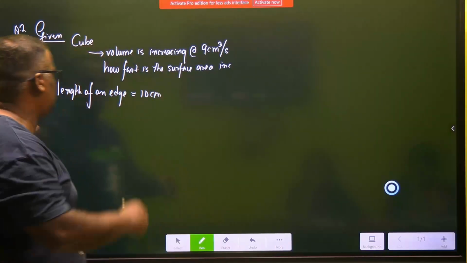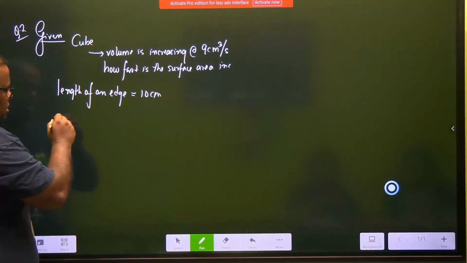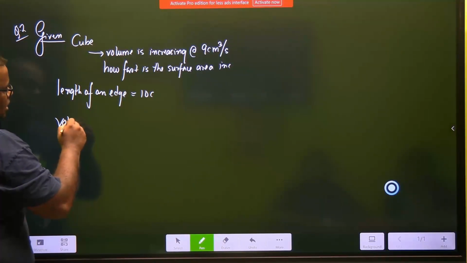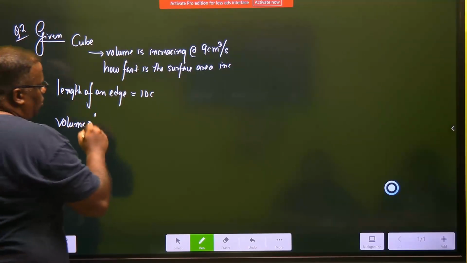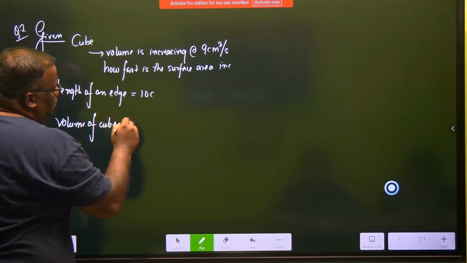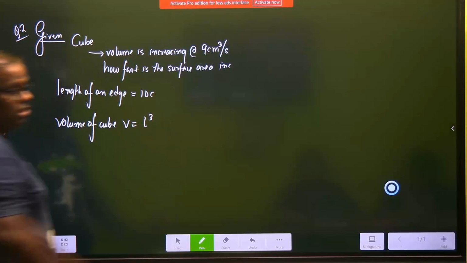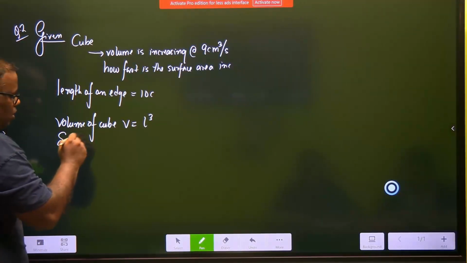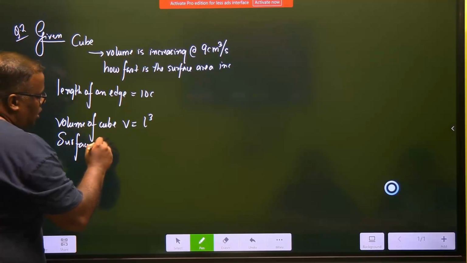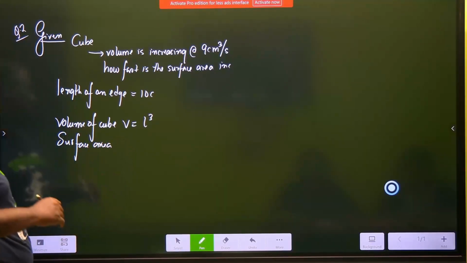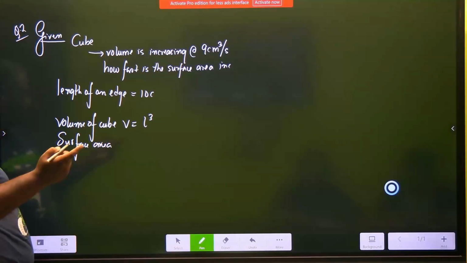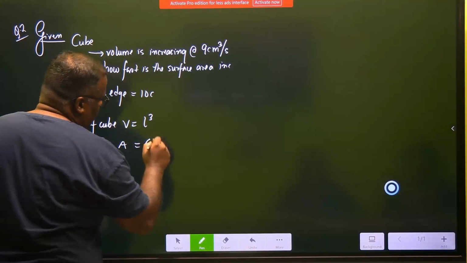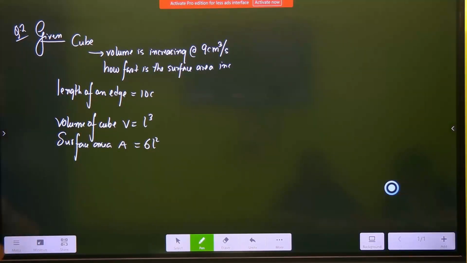Now we have to model this question. So I'm modeling it like this. The volume of the cube is V, which is equal to the length cubed, L cube. What about the surface area of the cube? A cube has got 6 squares. Each square is L square. So 6L square. So surface area is A, which is 6L square. Do you have any confusion on this?